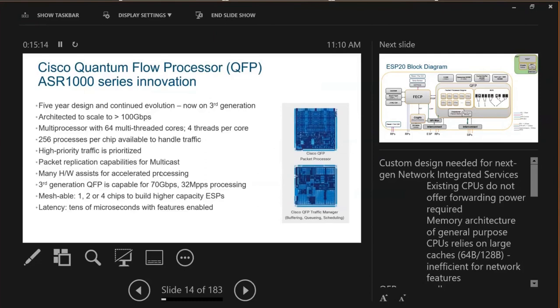And it has the ability to prioritize the traffic based on the QoS and other features. So it has the ability to prioritize the traffic, making sure that high priority traffic is not dropped in case of oversubscription. As I was talking about earlier, it has the packet replication abilities for multicast traffic. If you just receive one packet and it has to be replicated and sent out of 4 different interfaces, the QFP handles that.